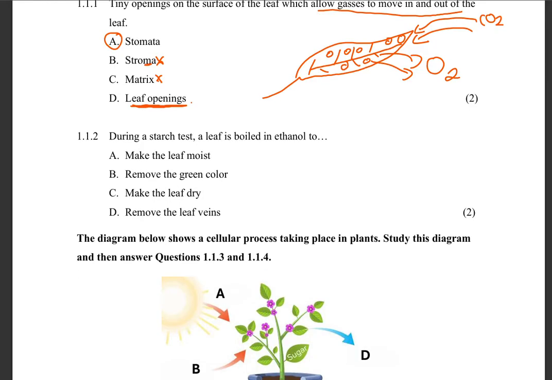This one is talking about a starch test. So during a starch test, a leaf is boiled in ethanol to do what? So it's basically asking us the significance of boiling a leaf in ethanol during a starch test. Let's look at the option. Is it to make the leaf moist? No. Is to remove the green color? Definitely yes. To make the leaf dry, that's obvious. To remove the leaf veins, that's definitely incorrect. So the correct answer here is to remove the green color.